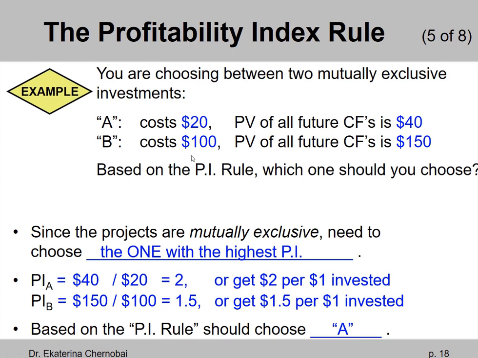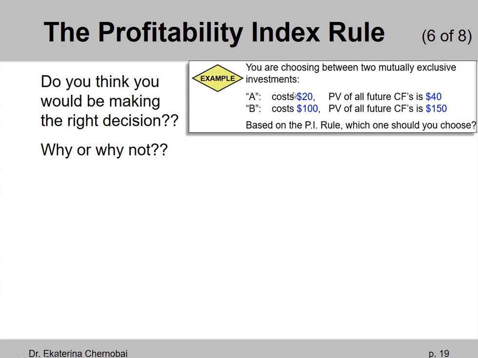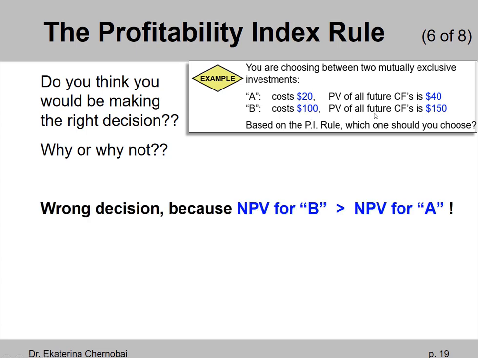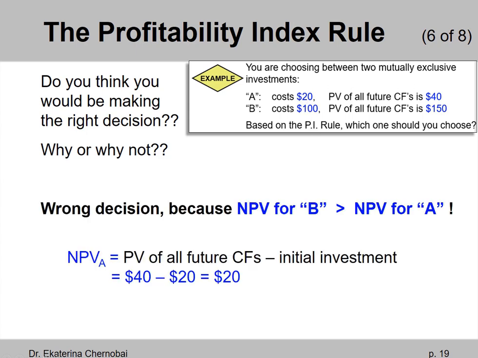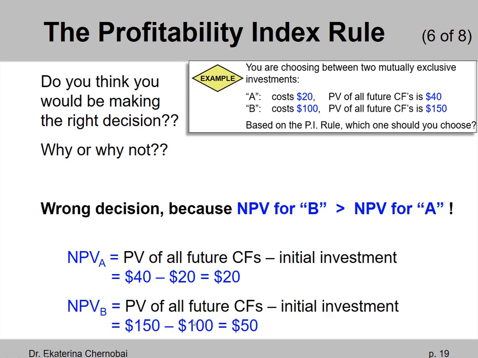How much money is actually going to be made, right? The dollar bills. If you start project A, well, you make $40 after spending 20. So in other words, if you instead calculate the net present value for each project, then for project A, that would equal $40, which is the present value of all future cash flows, minus $20, which is the initial investment, and that would give you $20. So $20 is the extra cash you will make. For project B, it's $150 minus $100, which equals $50.